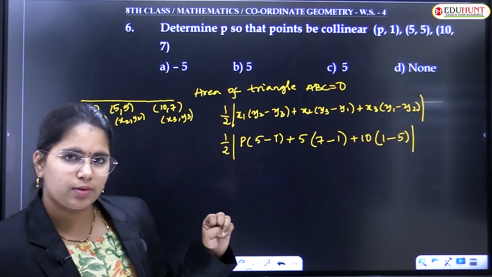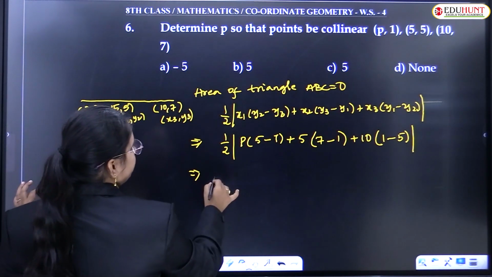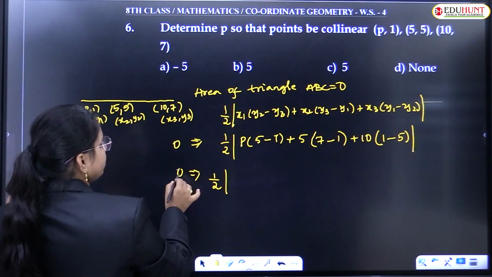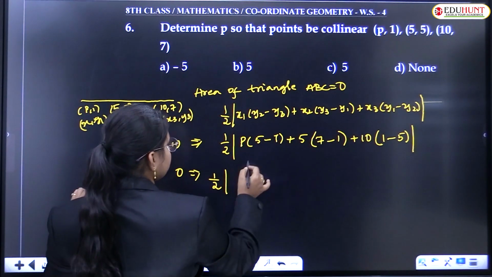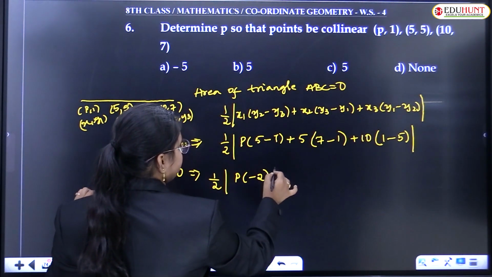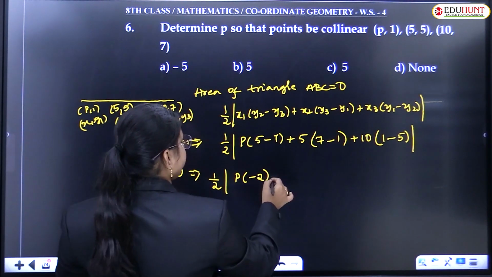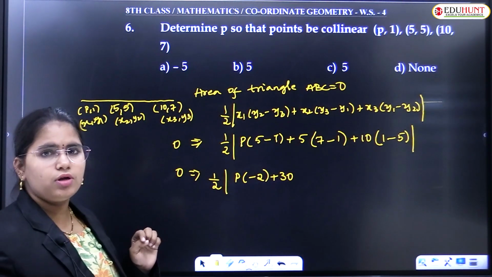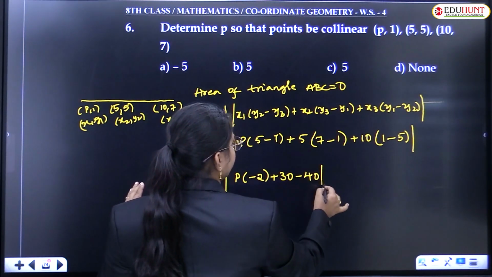So let's simplify the problem, okay? So what am I getting? Half of the area of triangle should equal 0, right? If it is collinear, you have to make the area of triangle 0. So multiply: P into (5 minus 7) is minus 2P. 7 minus 1 is 6, 6 into 5 is 30. 1 minus 5 is minus 4, minus 4 into 10 is minus 40, right?